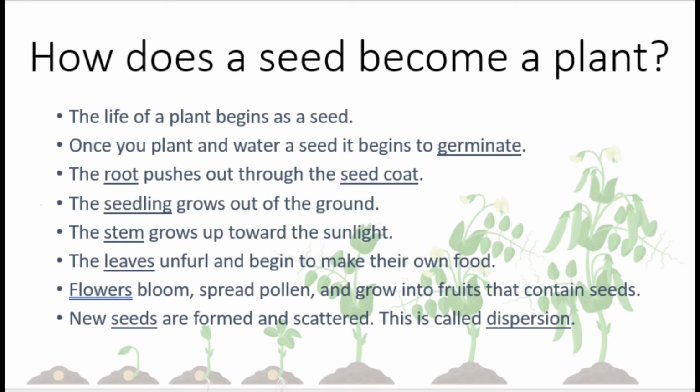Let's explore how a seed becomes a plant. The life of a plant begins with the seed. Once you plant and water a seed, it begins to germinate. The root pushes out through the seed coat. The seedling grows out of the ground. The stem grows up toward the sunlight. The leaves unfurl and begin to make their own food. Flowers bloom, spread pollen, and grow into fruits that contain seeds. New seeds are formed and scattered. This is called dispersion.